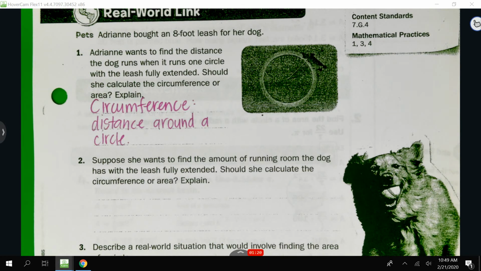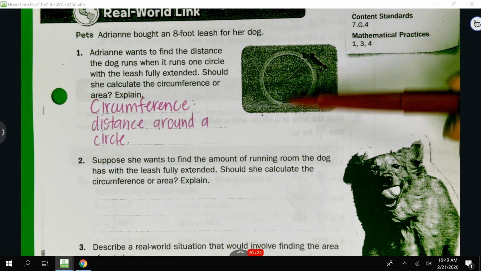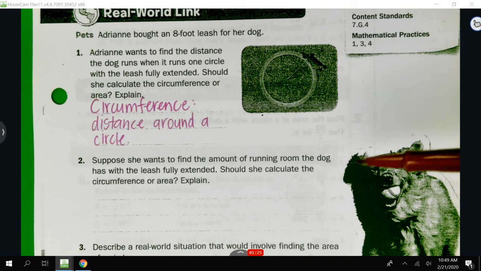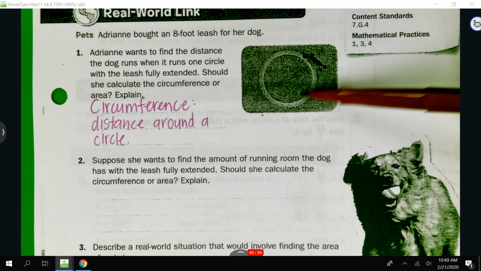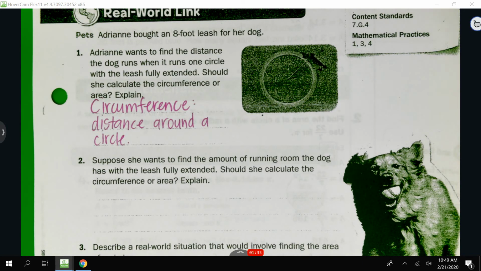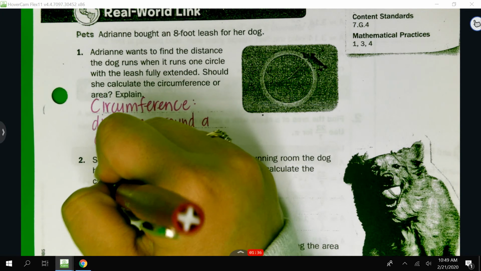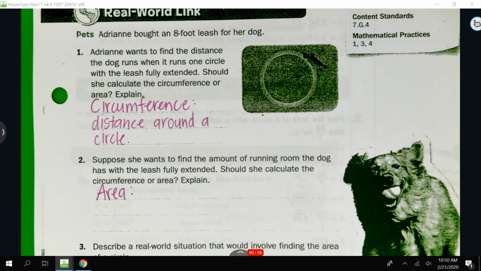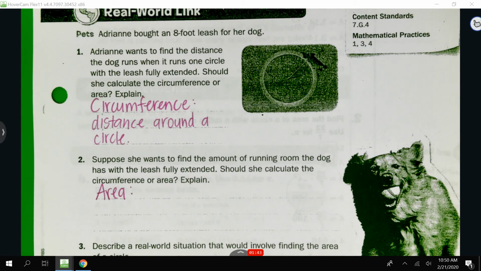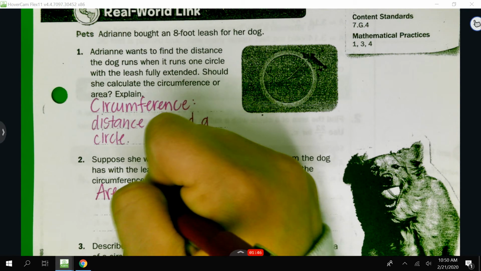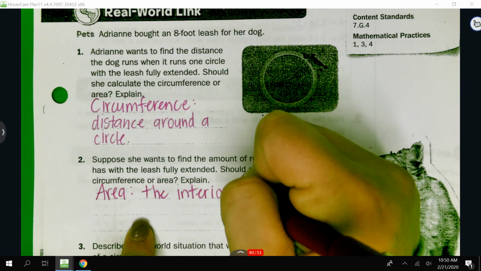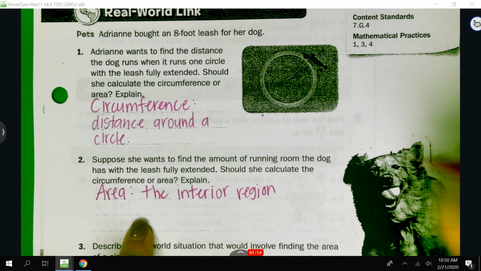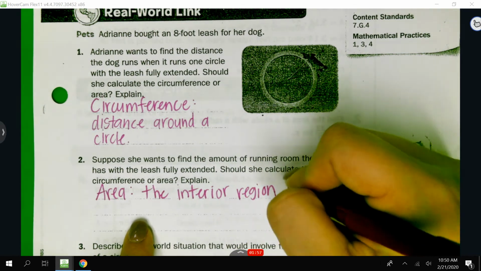Okay, what about if I wanted to find out how much room the dog has to run? So if it's not just running extended in a circle, if it wants to run wherever it wants to run, how could I find that? Area. Why? What does area measure? The inside of something, the inside of a figure. Okay, so the area is the interior region, interior meaning inside. The interior region of a figure.